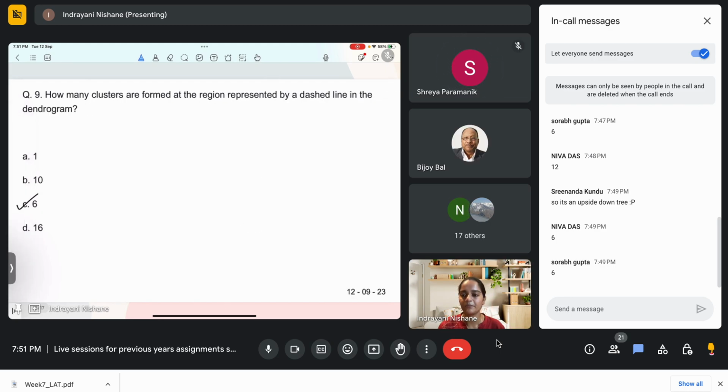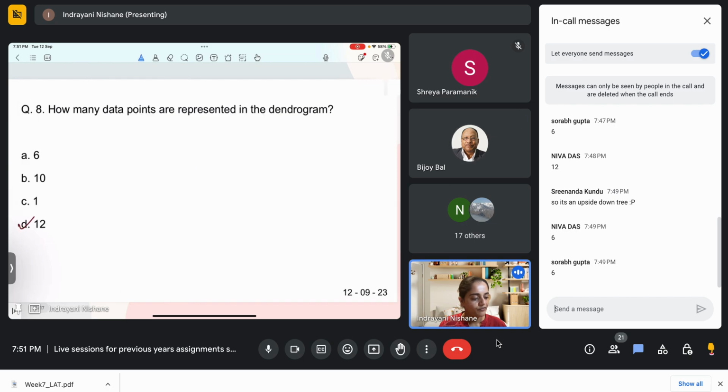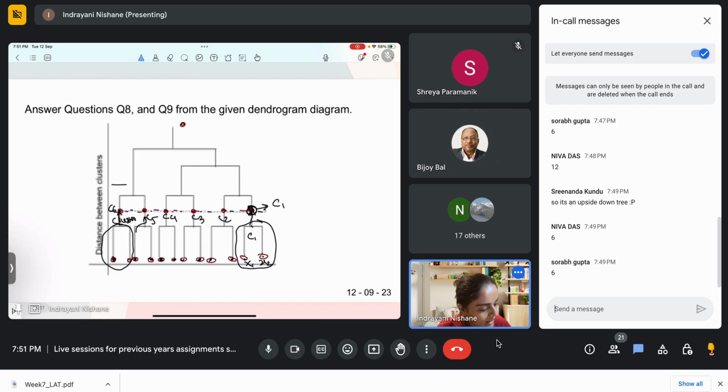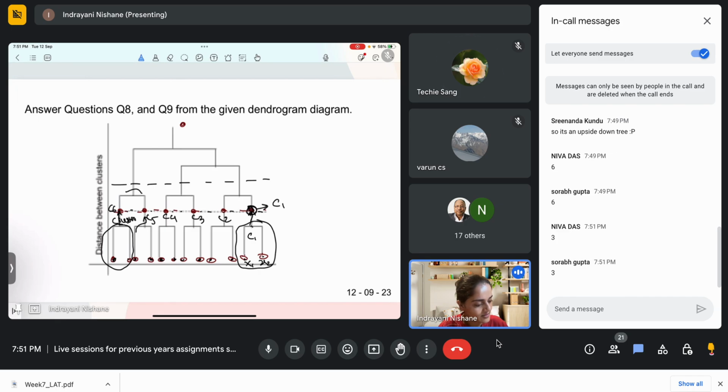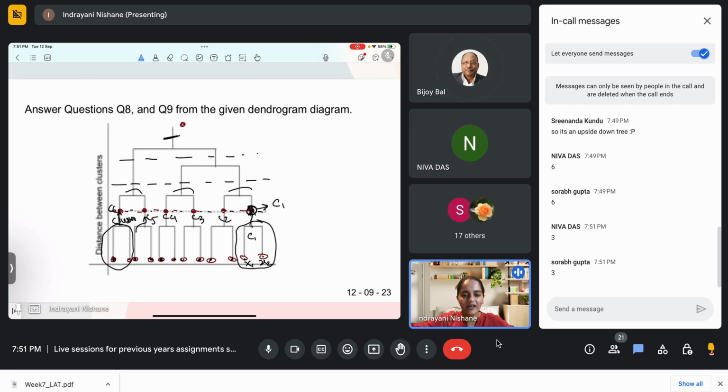So how many clusters are there at this dotted line? 3 clusters. This one entire cluster, and this entire one cluster. Now if I have a dotted line over here, how many clusters are there? 2. And here how many clusters are there? 1, which is the entire data set as one cluster.